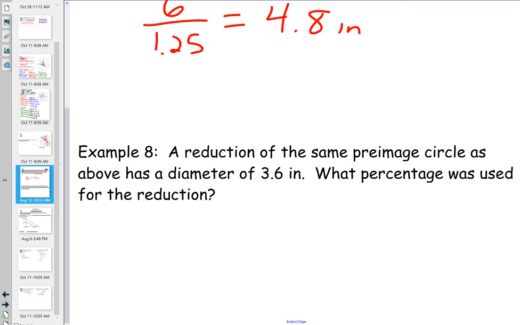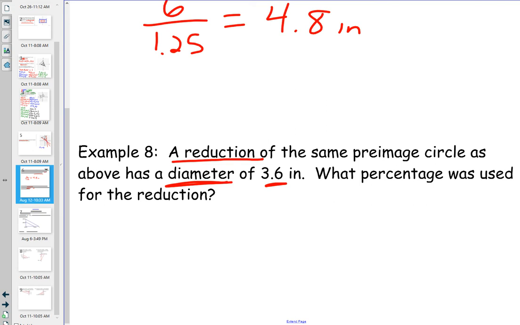So, all right. If this is a reduction, and we ended up at 3.6, what did we start off at? What was the pre-image on the one above? Forget about the 125, that was a scale factor. But as far as the diameter goes, what was the diameter at the beginning of the last one that we did? No, that was the after. Remember, I got enlarged. Yeah, that's what we found, 4.8.